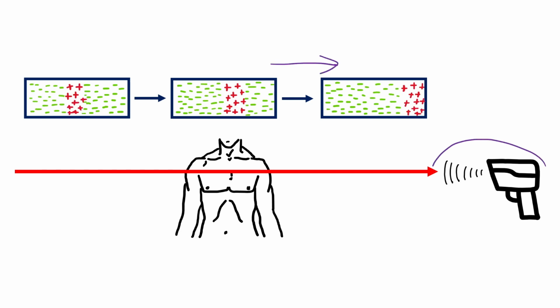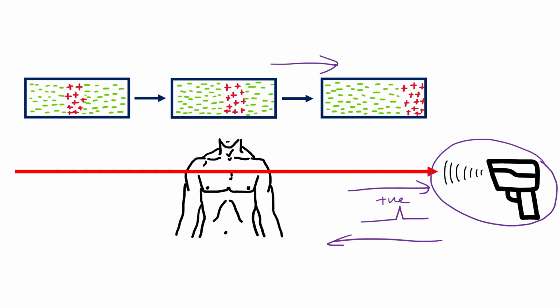Now I want you to imagine leads as like speed cameras. If the wave of depolarisation is towards it, you get a positive deflection, which looks like this. If the wave of depolarisation is away from it, then you get a negative deflection, which looks like this.